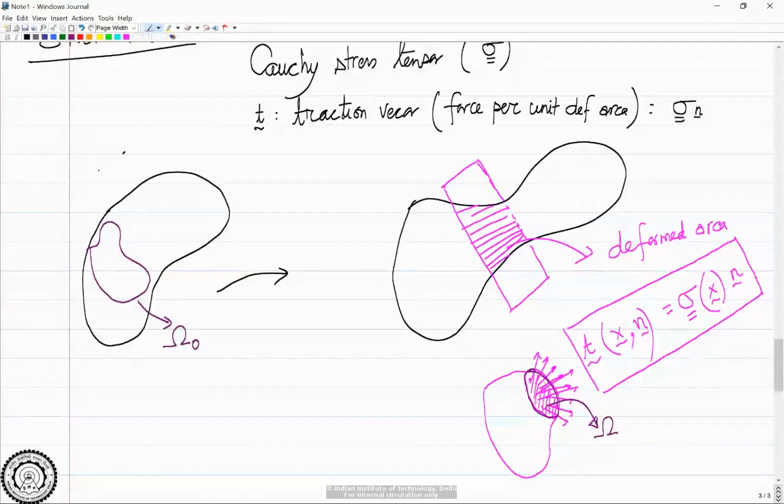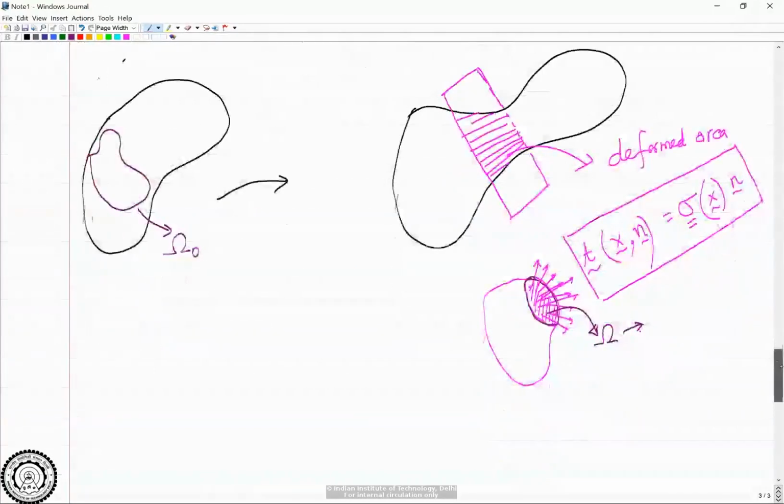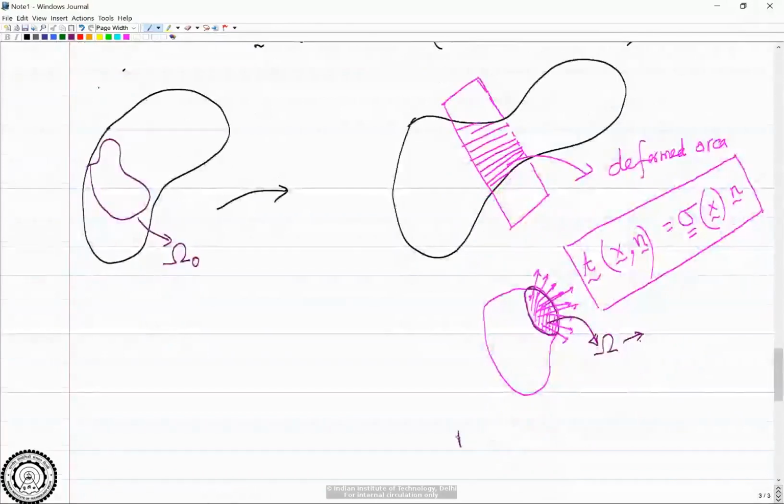Now suppose I want to find out the total force on this omega from the other part of the body. So what will be the total force? That will be the force F equal to the integration over the surface area omega of the traction T dA, with small a, isn't it? So you integrate that traction over the area, you get the total force. Is it clear to all of you?